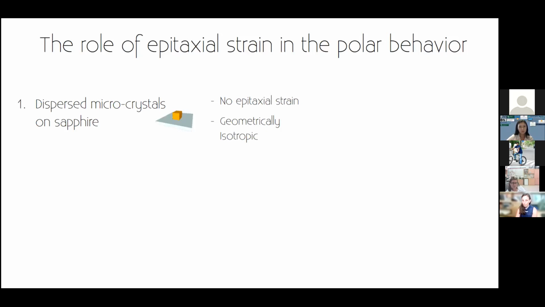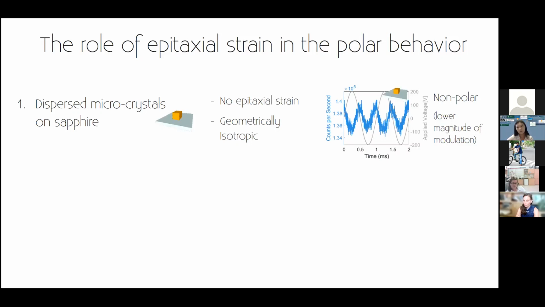And in addition, they are geometrically isotropic, as opposed to an elongated nanowire, where the geometry could be the reason for the separation and the polarity. So in this case, we do see the double frequency of a symmetric material, which is nonpolar, as opposed to the nanowires. And in addition, we see a much lower magnitude of the modulation. So this is a strong initial indication that it is indeed epitaxial strain.